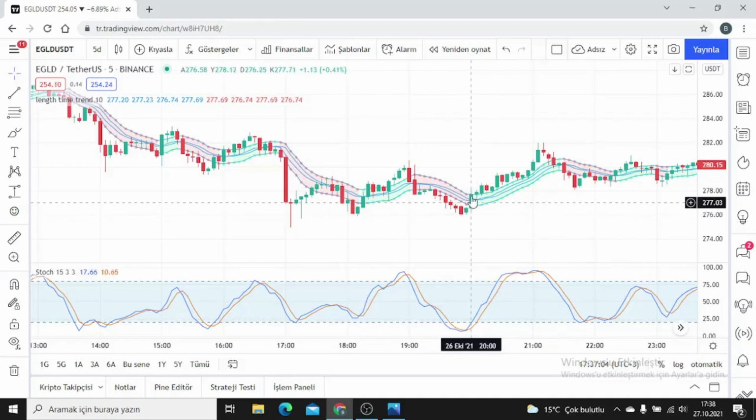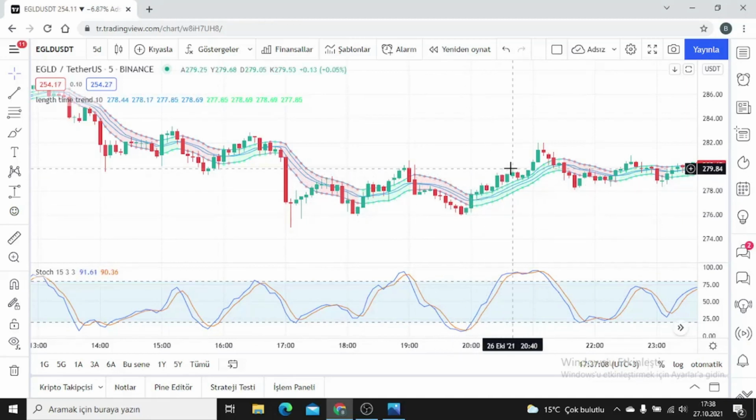But other than that, as I said, we get in the transaction while the price is entering the channel, we stay in the process as long as it stays on the channel. When it falls below the channel, we exit the transaction, friends.